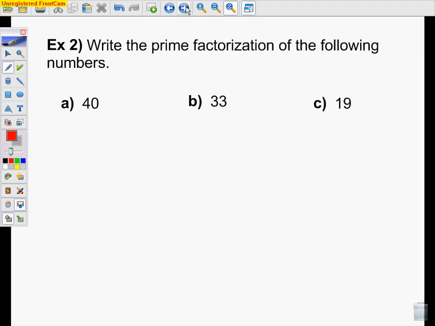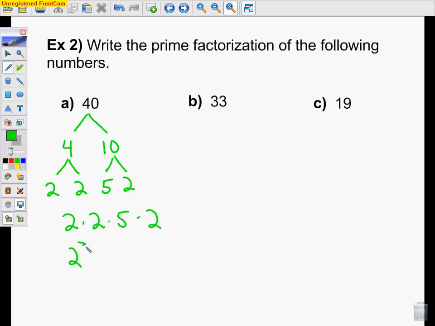All right, let's try a couple more. 40. Now, when you're doing your factor trees, it doesn't necessarily matter what two numbers you pick to multiply to give you that product, as long as you make sure you go all the way. For example, in the number 40, you could have picked 4 and 10. 4 breaks down to become 2 times 2. 10 breaks down to become 5 times 2. So our prime factorization would have been 2 times 2 times 5 times 2. Or you might even have written 2 cubed times 5. That would be the prime factorization, either one of those.